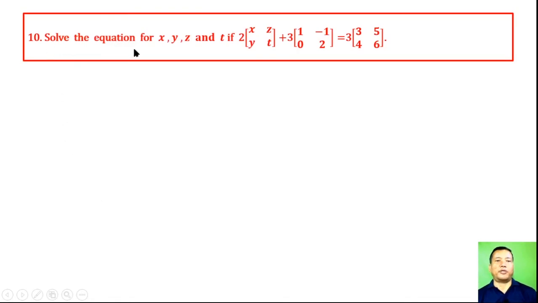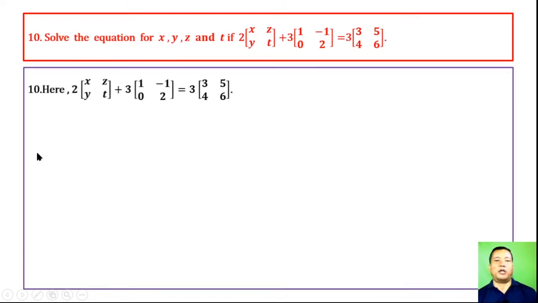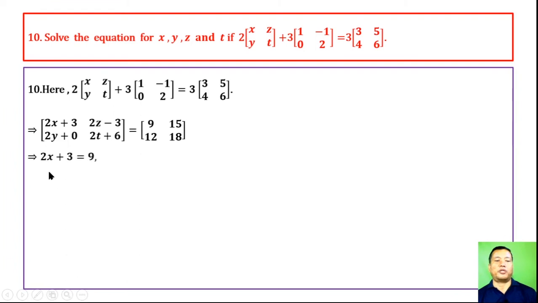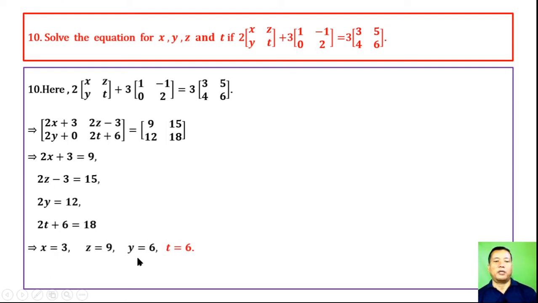Question number 10. Solve the equation for x, y, z and t if this matrix equation holds. Adding the two matrices we get this. Equating the corresponding elements: x is 9, twice z minus 3 is 15, twice y is 12, twice t plus 6 is 18. So the value of x is 3, the value of z is 9, the value of y is 6, and the value of t is 6.